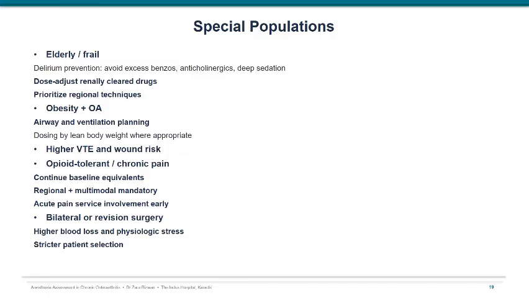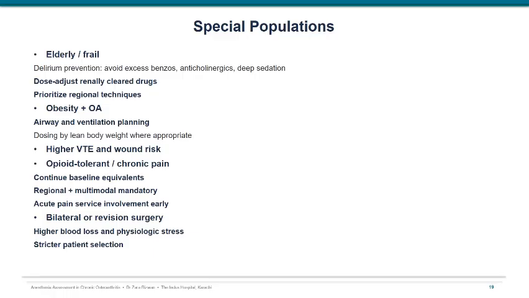We have certain special populations for chronic osteoarthritis, like the elderly. Basically, we have to prevent delirium, adjust their doses, and prioritize regional techniques among them. Of course, the elderly are the majority population, so we have to consider all this. In obesity and OA patients, we have to plan for airway maintenance and ventilation. And there is also a risk of venous thromboembolism.